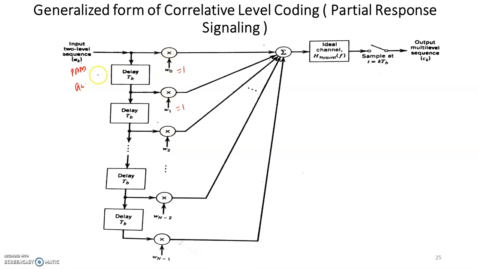Now this is AK, this is AK. So the output over here is AK into 1, so it is AK. Then the output from this branch, which has a delay unit of 1, is AK minus 1, so AK minus 1 into 1 is AK minus 1. Here you have a summer, so the summer output CK will be equal to AK plus AK minus 1. This was the expression for duobinary coding. So in duobinary coding you substitute W0 and W1 equal to 1.